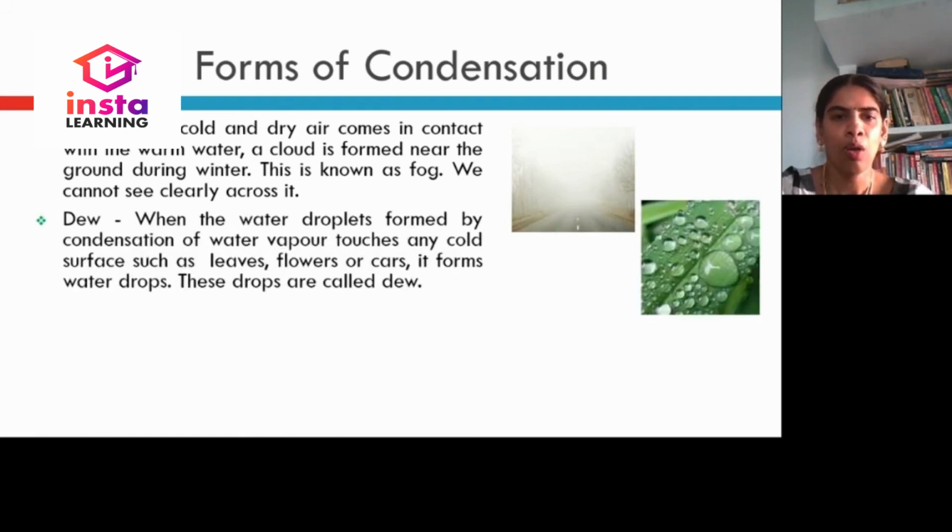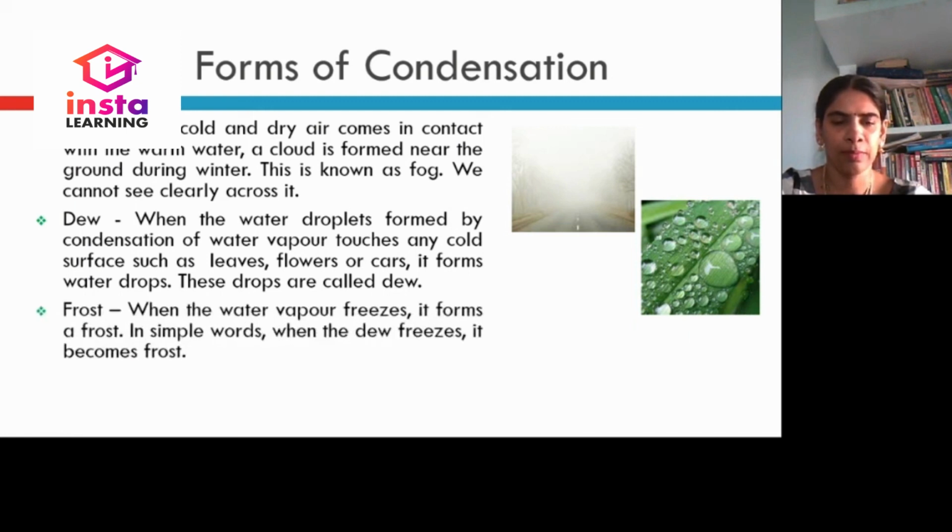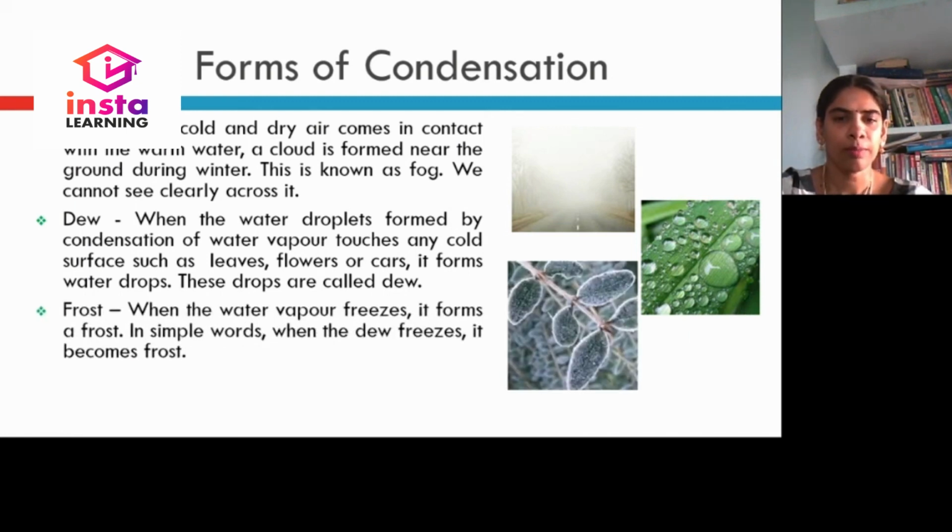Dew. When the water droplets formed by the condensation of water vapor touch any cold surface such as leaves, flowers, cars, etc., they form water drops. These drops are called dew. Frost. When the water vapor freezes, it forms frost. We can also say when dew freezes, it becomes frost.